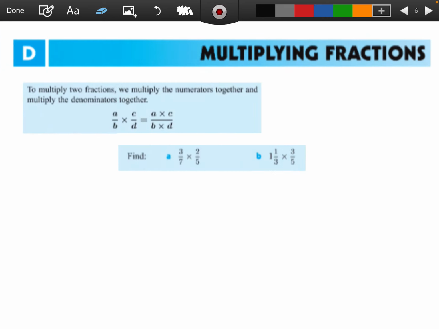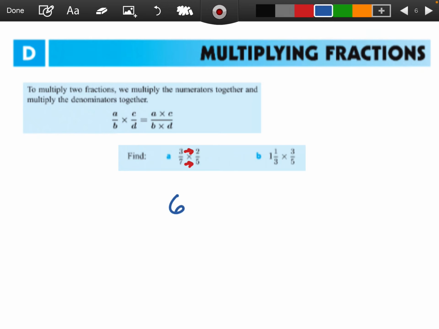Okay, let's shift gears to multiplying fractions, which I think is the easiest of all of the operations with fractions because you don't have to change anything. So to multiply two fractions, we multiply straight across the top, numerator times numerator, and then straight across the bottom, denominator times denominator, and then simplify, reduce to lowest terms if you can. So looking at our first example, 3 over 7 times 2 over 5, I'm going to multiply straight across the top and straight across the bottom.